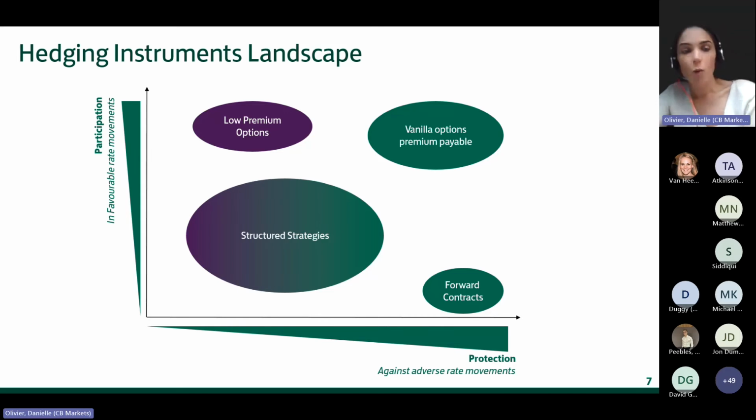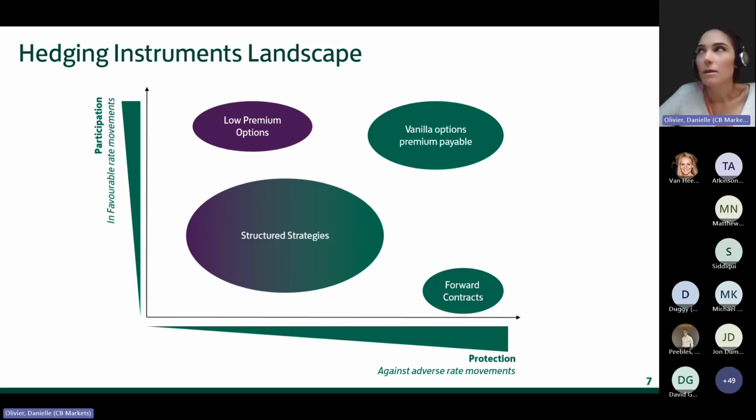In the top left-hand corner, we have low premium options. So that's essentially an option with a relatively low cost because it has a strike rate that is quite far from the current market. It's far out of the money. It may have no intrinsic value at all, but it may have extrinsic value due to the time to expiry. So it'll have little protection because the strike rate is very far from the current market, and thus the option has quite a low probability of being exercised. But it's got full flexibility. It allows full participation in favorable market moves, and it has a low premium price attached to it.